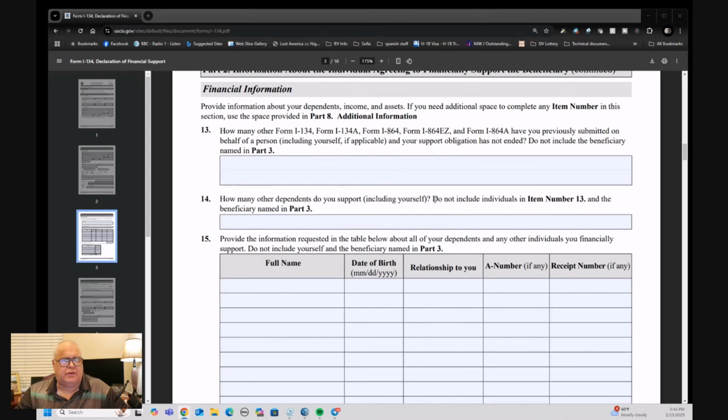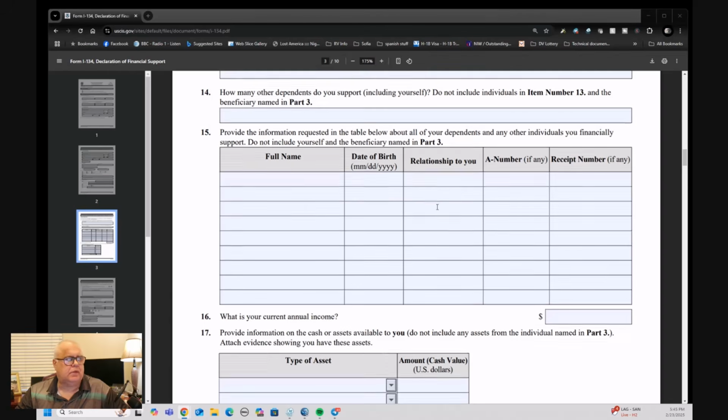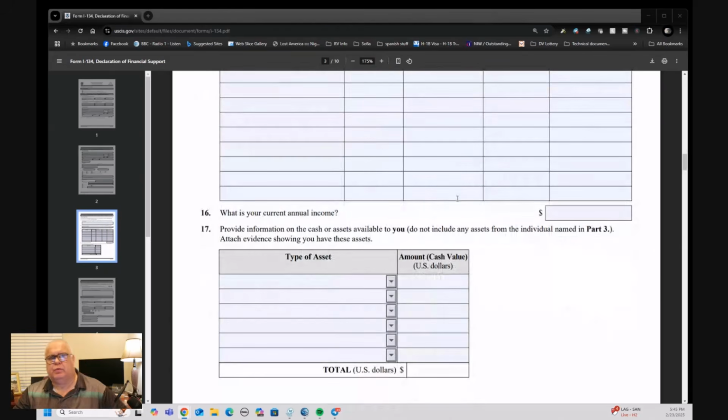Okay, it says very clearly, do not include individuals in item number 13. People that you sponsored before, right? And do not include the beneficiary named in part 3. Okay, this is just about you, all right? And then you're asked to list your dependents, okay? List them all down here, their full name, date of birth, relationship, and so on. And then we get into the financial status questions, your current annual income.